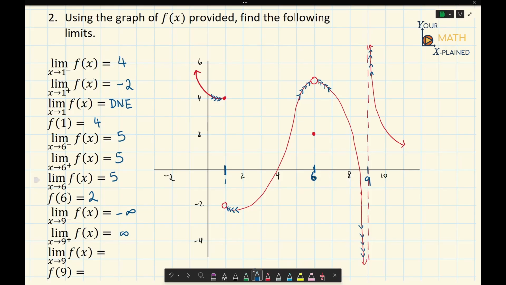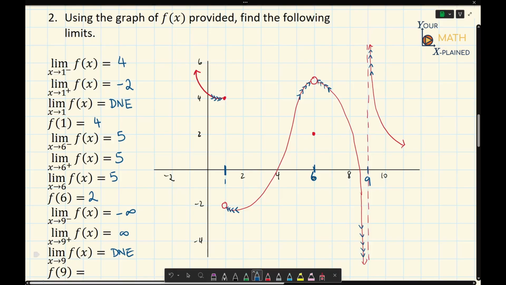And now the limit of our function f of x as x approaches 9 is going to be does not exist. And just a quick note here. Having the limit of a function going to infinity or negative infinity is the same as saying that the limit doesn't exist, because infinity is not an actual number. So some textbooks will use infinity and does not exist interchangeably.